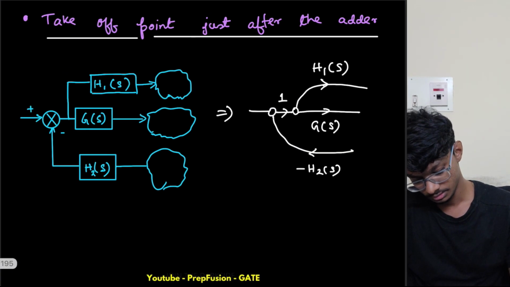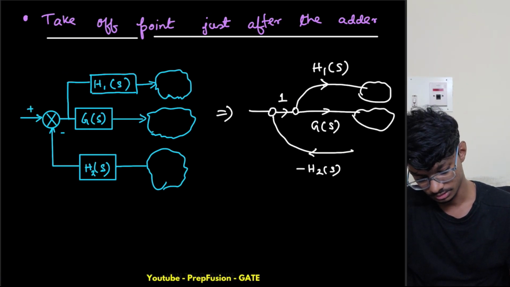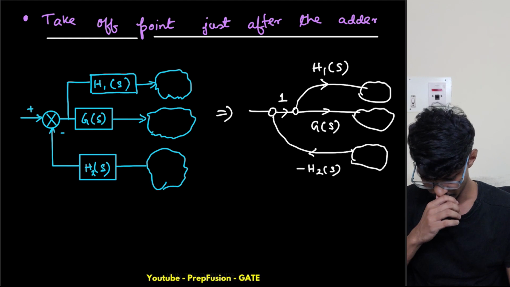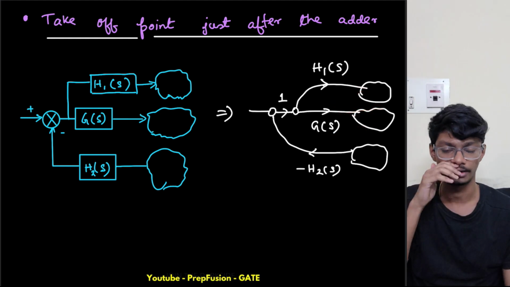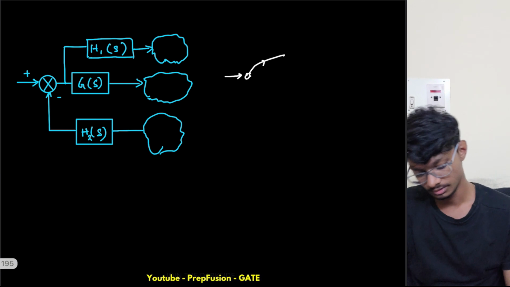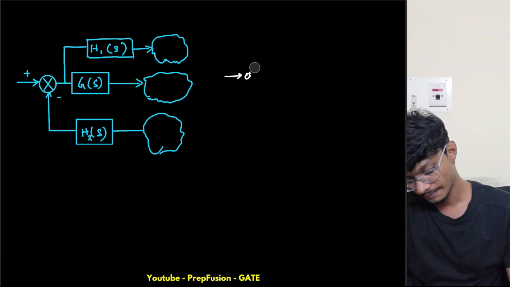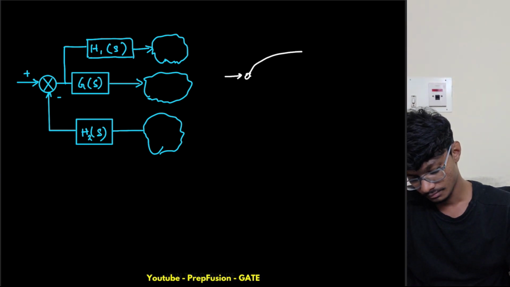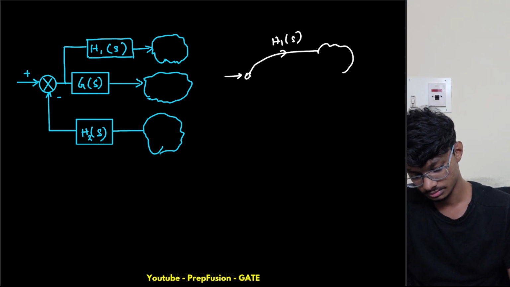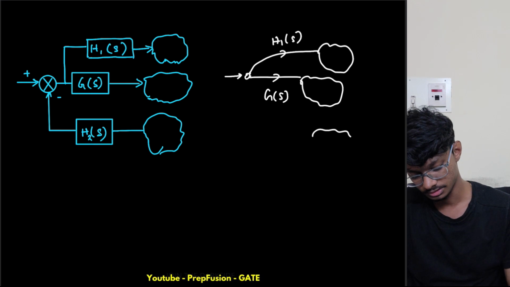Let me draw all this because you might not understand. This is just another system that is coming in. I'm not drawing the whole signal flow graph right now. So this is H1 of s, this is G of s, and from another system we have another incoming.